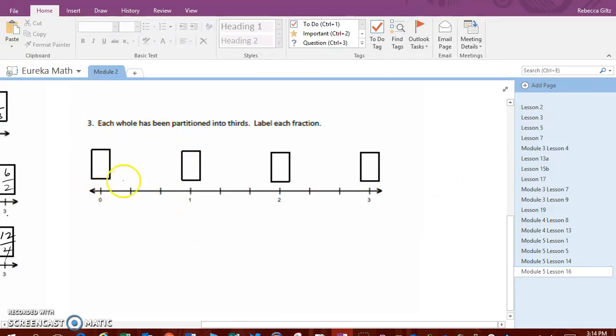Label each fraction. So they did the partitioning for us. Since we're talking about thirds, our denominator is going to be 3. This is 0. 1/3, 2/3, 3/3, 4/3, 5/3, 6/3, 7/3, 8/3, 9/3. Okay. Checking again. 3 times 3 is 9. 2 times 3 is 6. 1 times 3 is 3. 0 times 3 is 0.